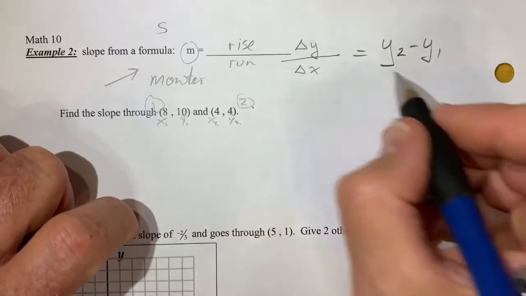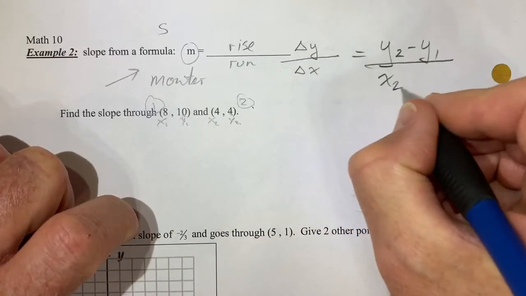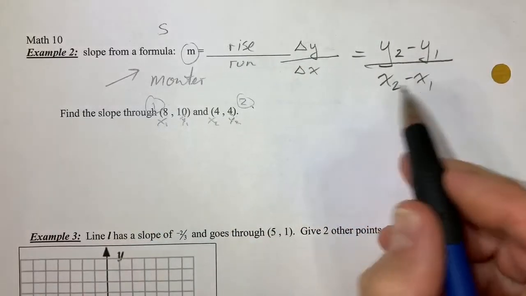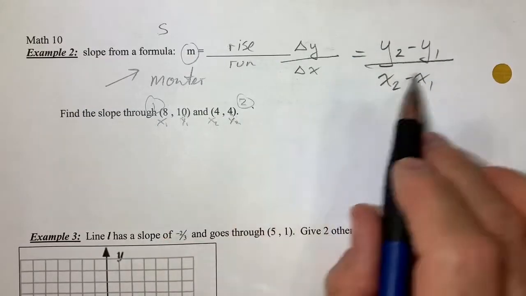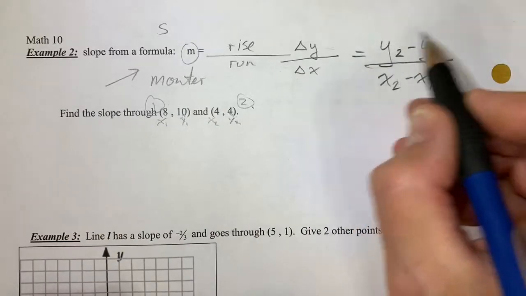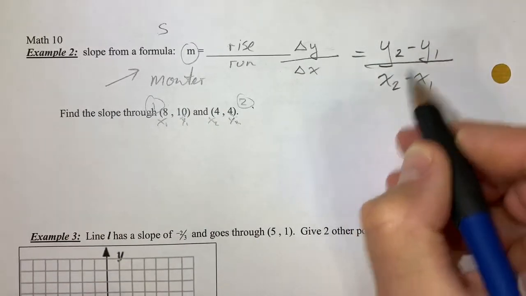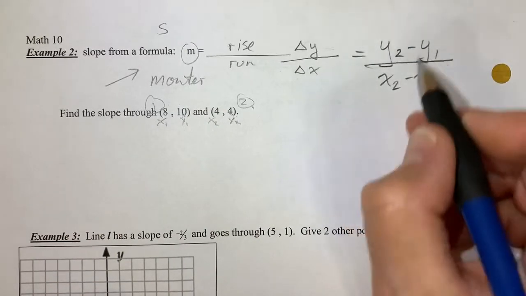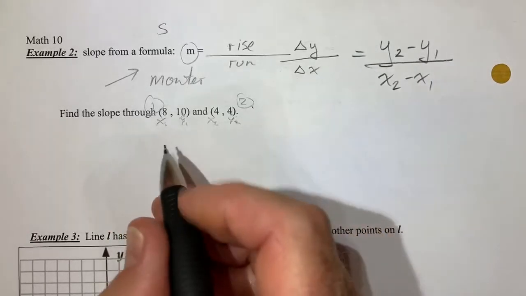That's what delta y means, divided by x2 minus x1. So it's the change in the x's. Notice I did 2 minus 1. I like doing 2 minus 1, the second one minus the first one. You could do it the other way around, 1 minus 2, 1 minus 2, as long as they match up. But I can't switch one of these without changing the other. Okay, well, let's try and use this formula.